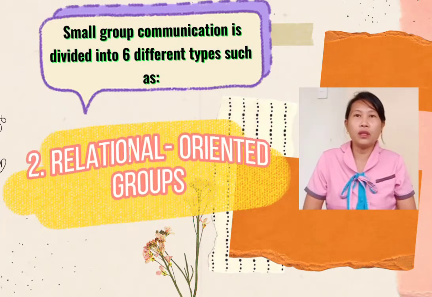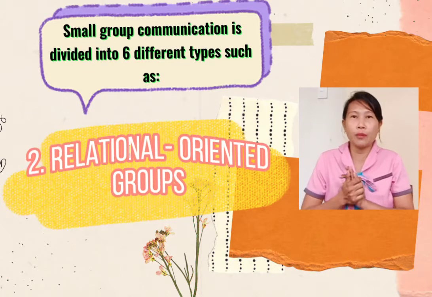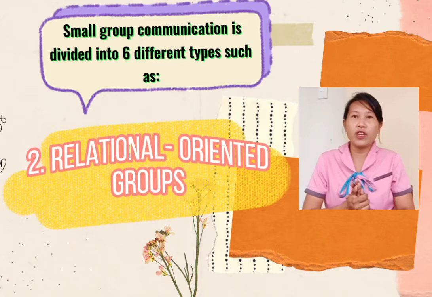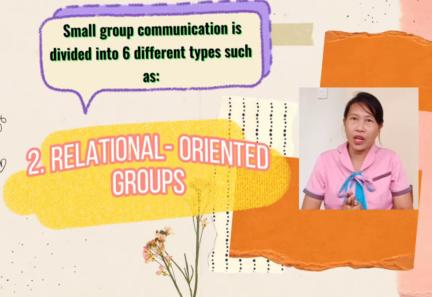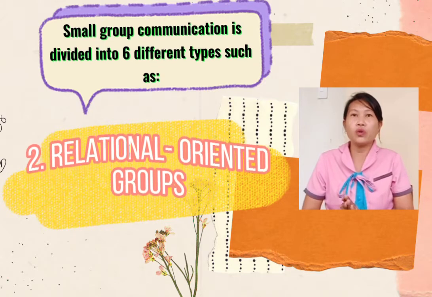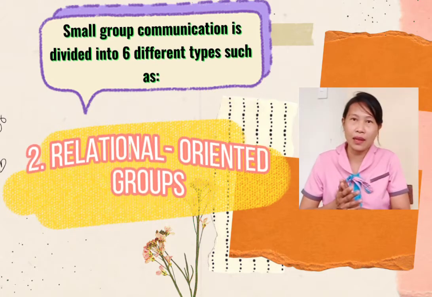For example, although a family unit works together daily to accomplish tasks like getting the kids ready for school, and friendship groups may plan a surprise party for one of the members, their primary and most remaining interactions are still relational.